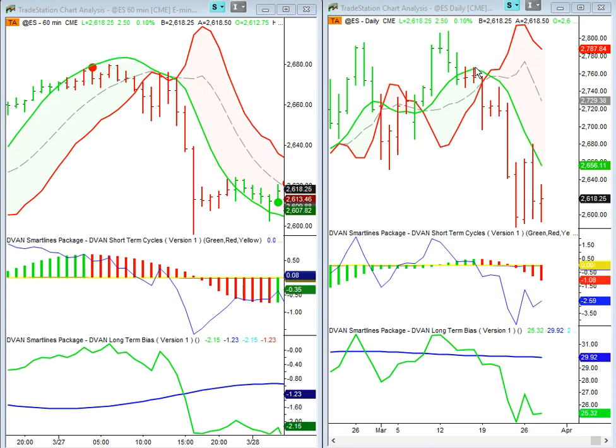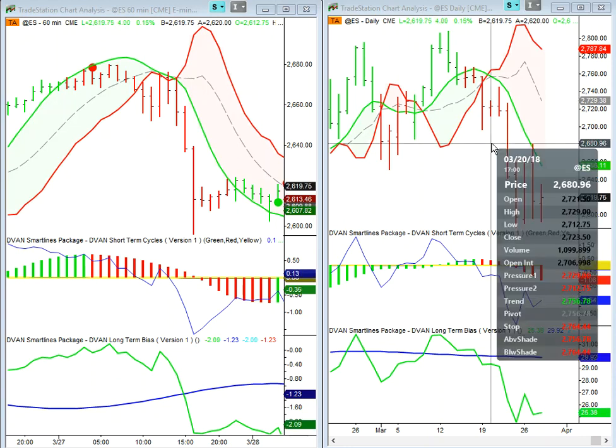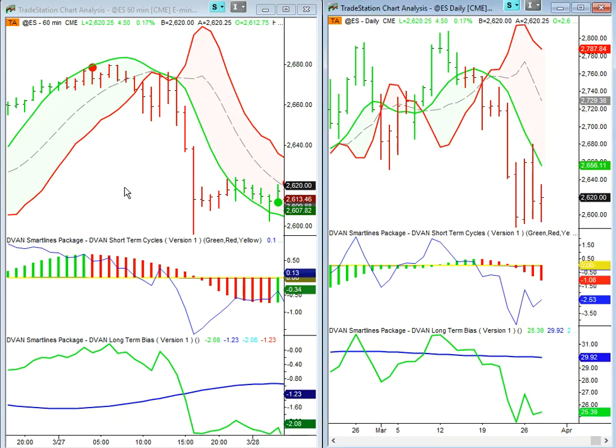If we look at the daily, we see there's a clear sell cycle that's identified by the convergence of these two lines and the red shading showing the selling cycle, the red histogram showing the short-term cycle to the downside, and then the long-term cycle, or the long-term bias, also being to the downside. Obviously, as that goes into a sell cycle, that's a point that we would look on the 60-minute to make some actionable trades to the downside. But that was on March 20th.